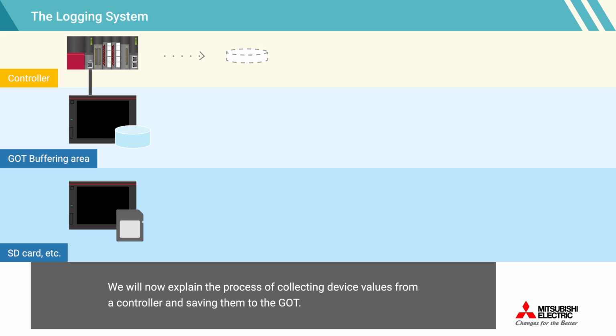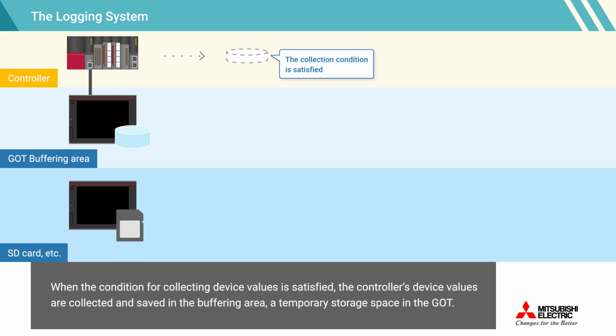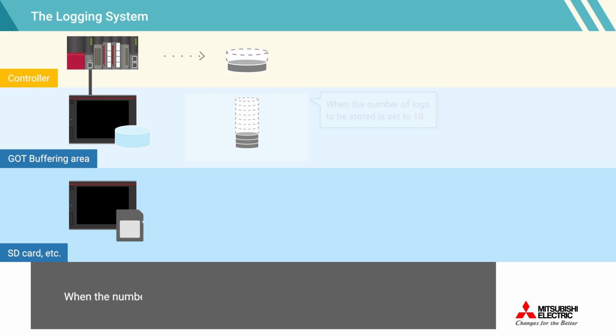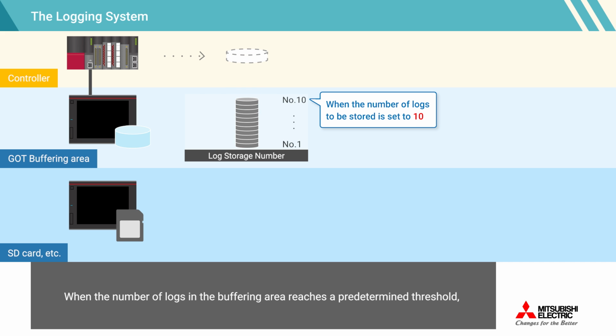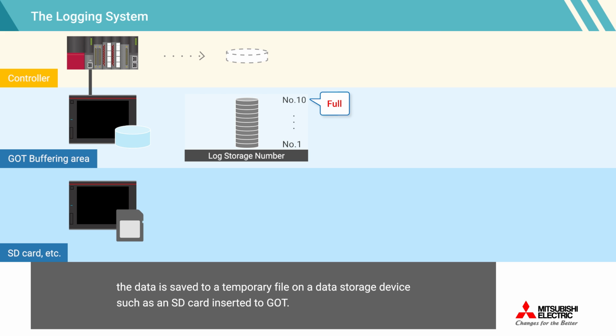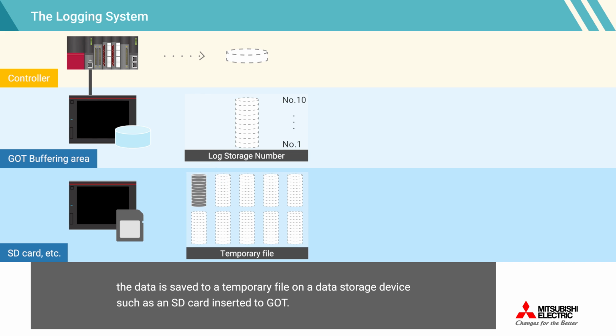We will now explain the process of collecting device values from a controller and saving them to the GOT. When the condition for collecting device values is satisfied, the controller's device values are collected and saved in the buffering area, a temporary storage space in the GOT. When the number of logs in the buffering area reaches a predetermined threshold, the data is saved to a temporary file on a data storage device, such as an SD card inserted into the GOT.